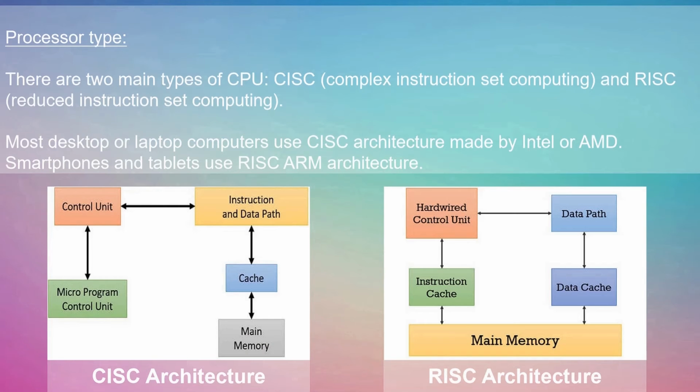There are some differences between CISC and RISC. RISC has fewer instructions than CISC. In order to handle these instructions, CISC CPUs are larger and require more silicon to make, and RISC CPUs use less power and are cheaper to make. And you can see here the block diagram of CISC architecture and RISC architecture.